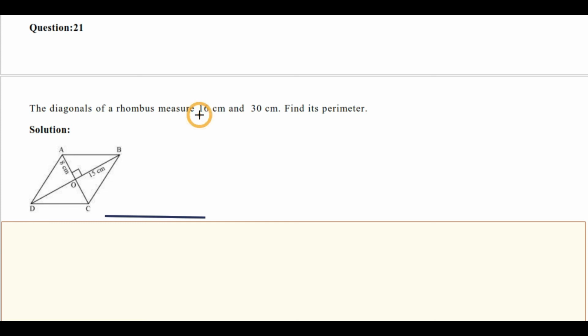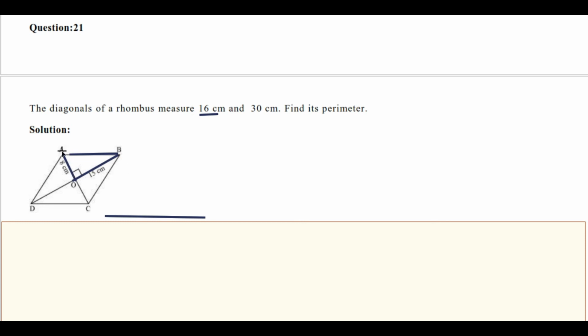So as we can see here, we have been given 16 centimeter. So the half of 16 centimeter is what? 8 centimeter. So the distance from A to O is 8 centimeter. Similarly, the other diagonal is given as 30 centimeter. So the half of this diagonal is 15 centimeter. Now we need to calculate the side of the rhombus. Why? Because with this side we are going to calculate the perimeter. So the perimeter of the rhombus is the same as a square. We will multiply 4 with the side.